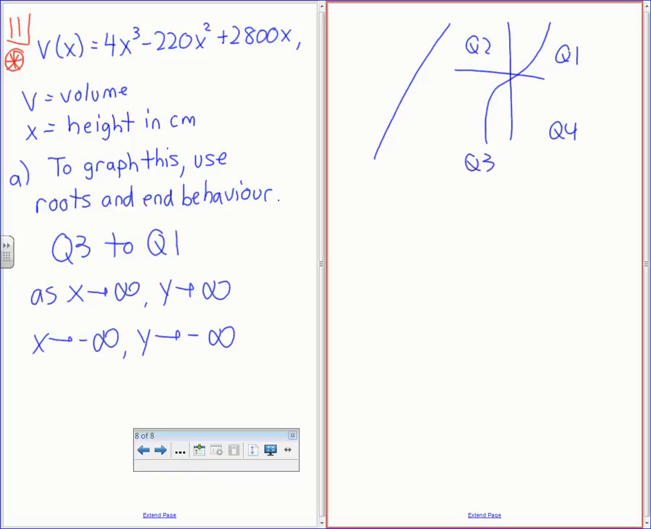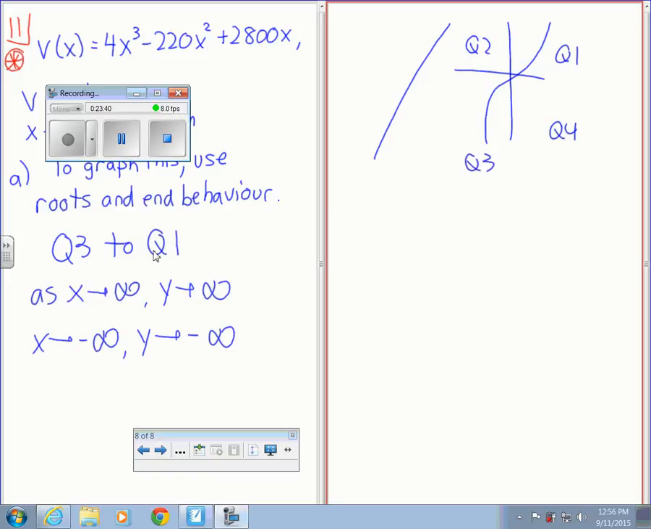I'm going to hit pause in the video. While I'm pausing, you should factor that and find the roots if you haven't done it already. If you've already done it, that's fine. If you have not, do it right now. It'll take a second for this to stop here.